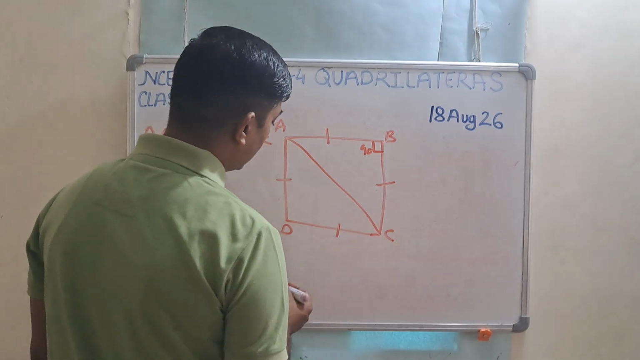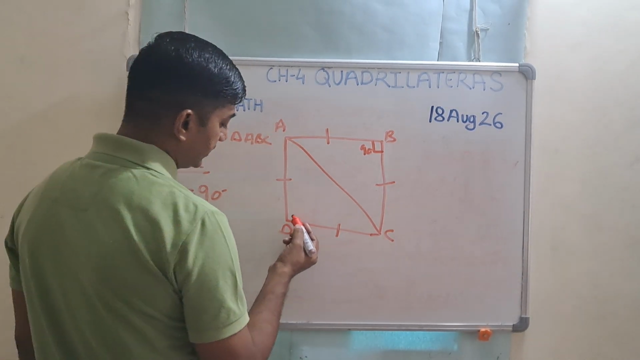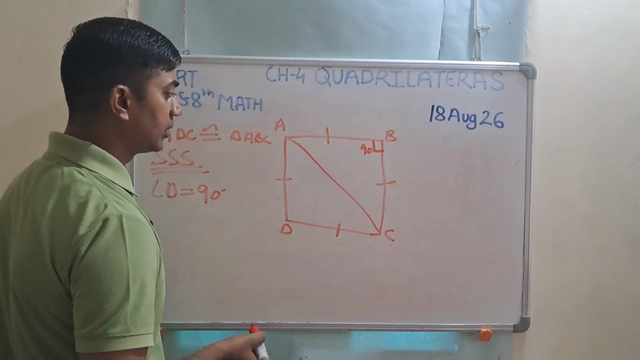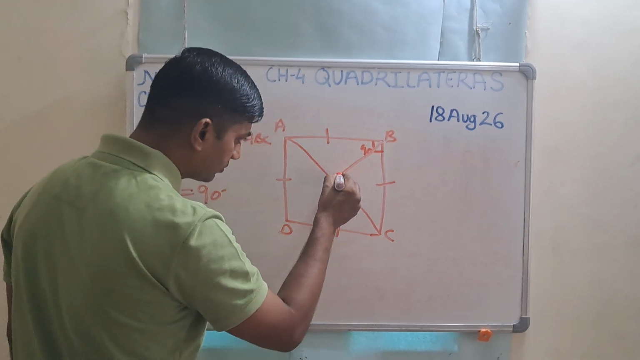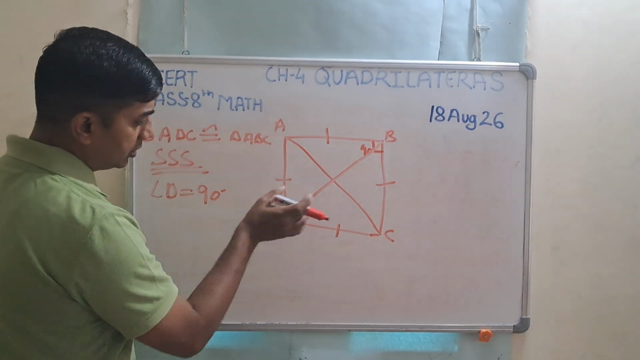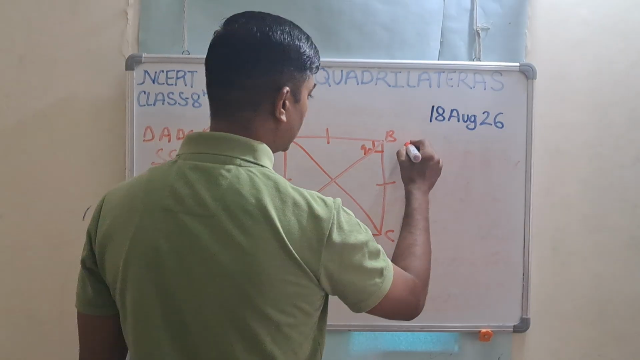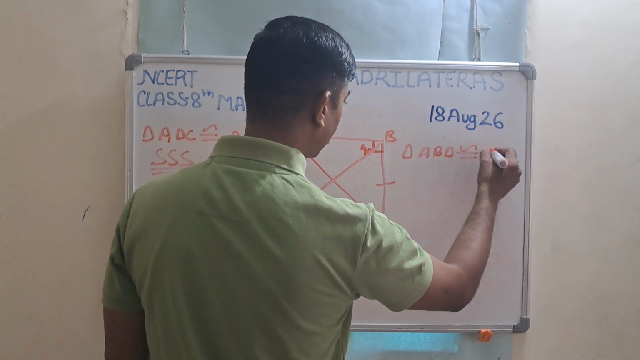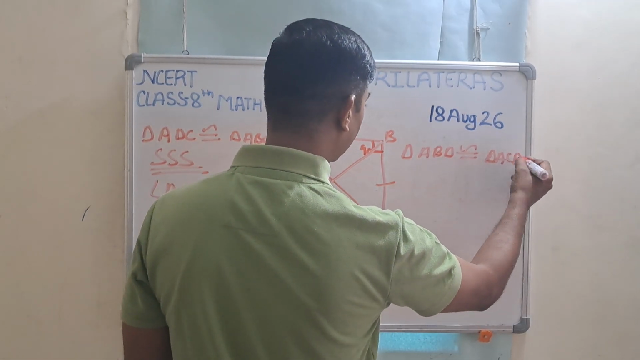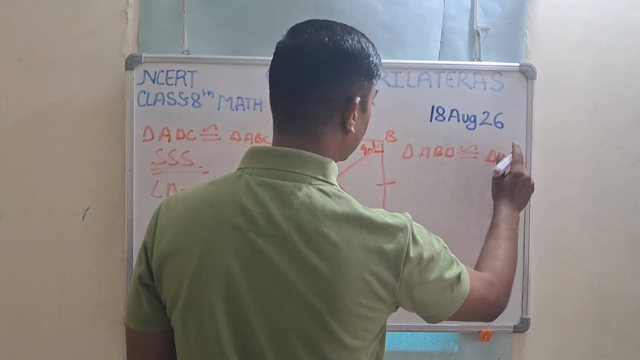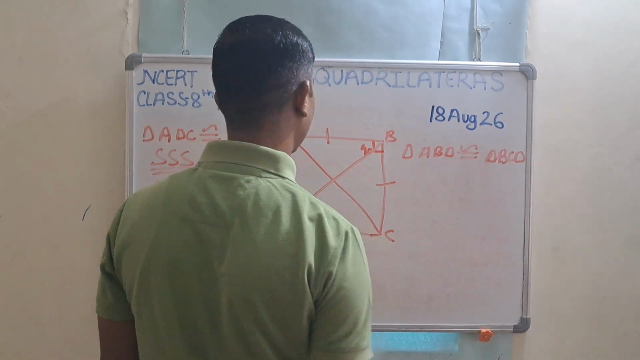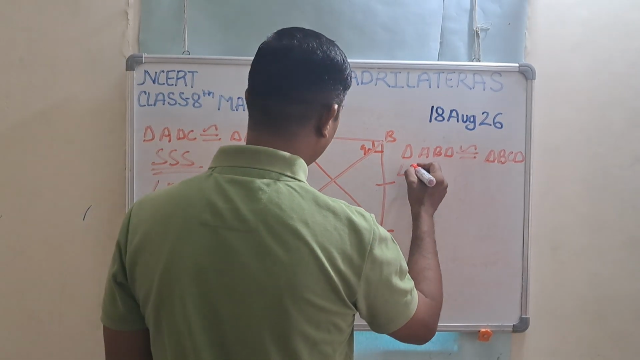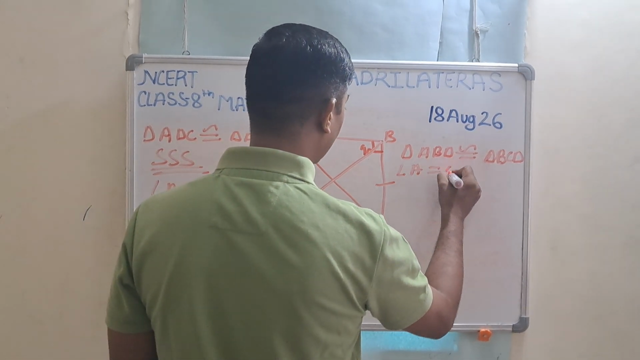Now, since you know that this angle is 90 degrees, because this one angle is given, when you join the other diagonal and compare these two triangles, triangle ABD is congruent to triangle BCD. Understood? What does that mean? That angle A is equal to angle C, by corresponding parts of congruent triangles.